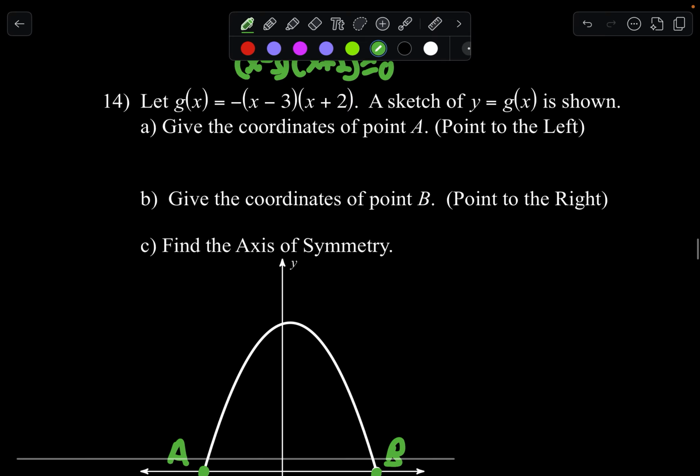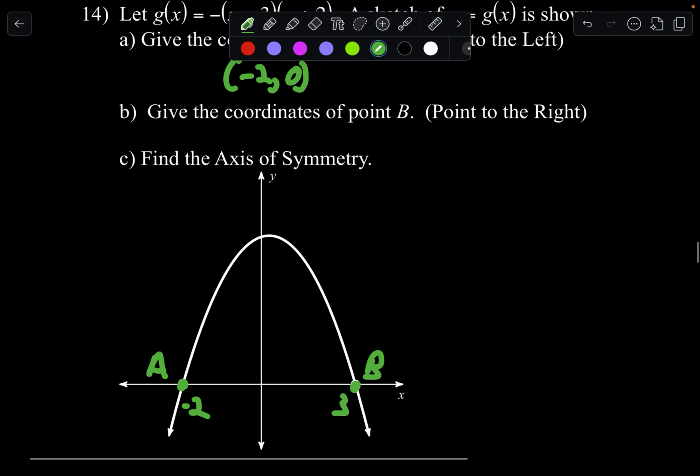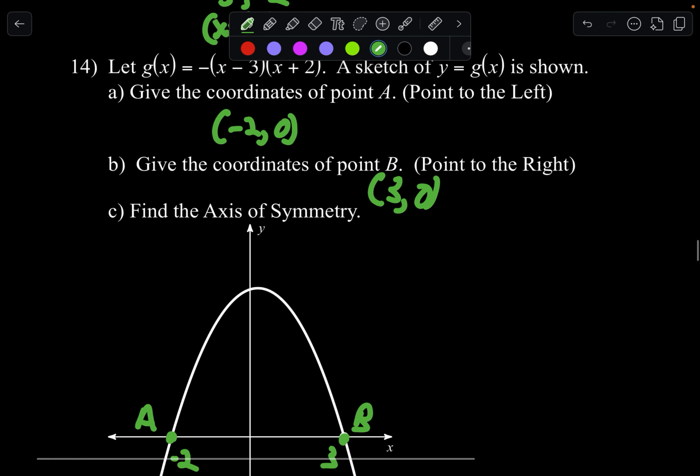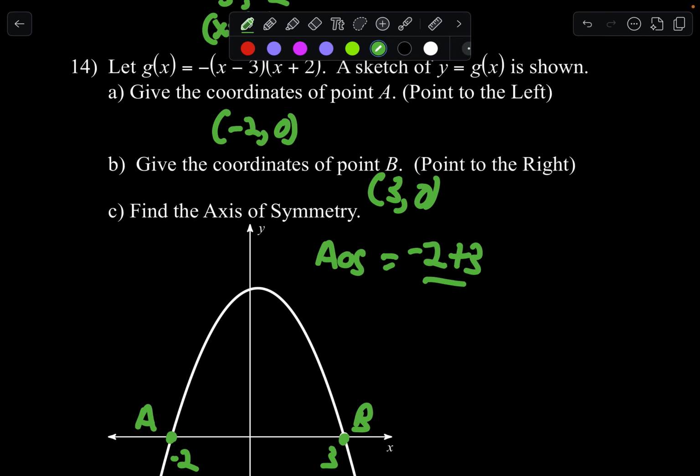So give the coordinates of point A, point to the left. Point A is actually going to be negative 2 comma 0. Give the coordinates of point B. It's on the x-axis. It's to the right, so this would be 3 comma 0. And then find the axis of symmetry. Well, you take your two x-intercepts and find the midpoint by finding the average. So the AOS is going to equal negative 2 plus 3 over 2, which is 1/2. So that's the axis of symmetry. X equals 1/2, which would probably put you right about there.